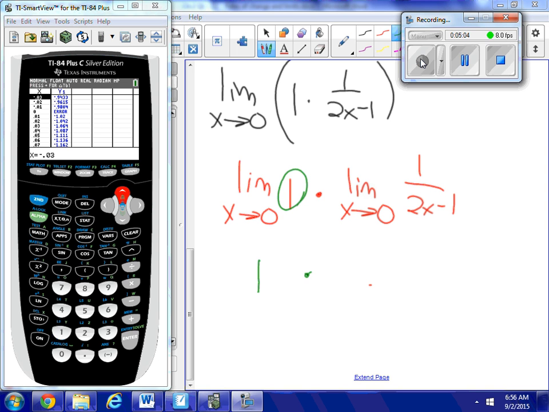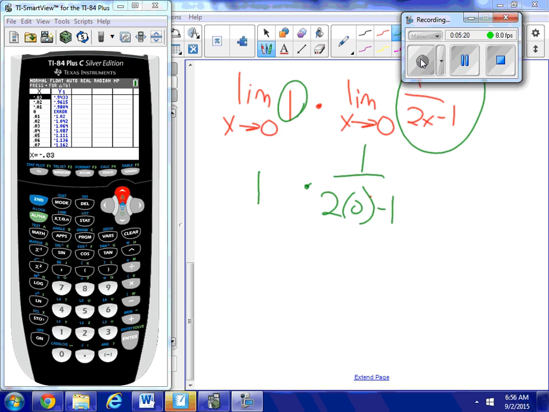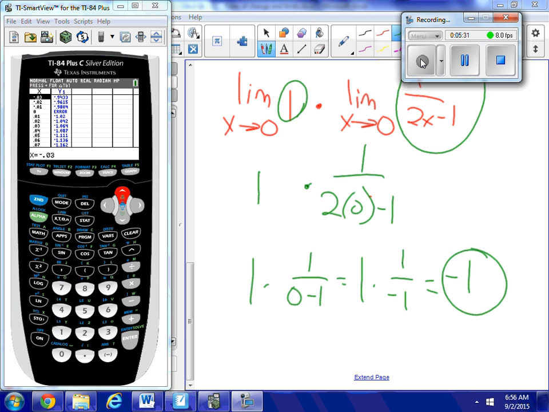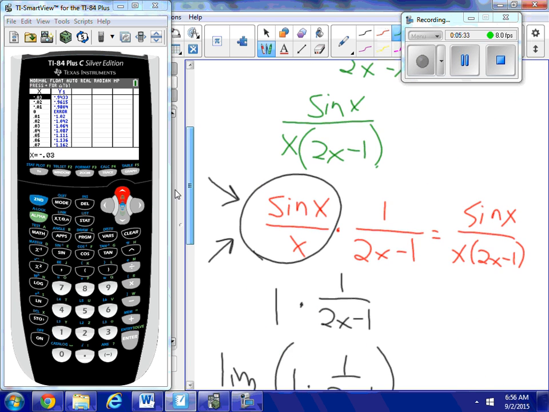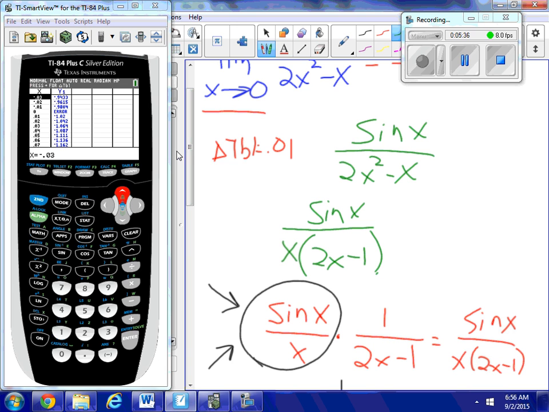I have 1 times... Now, this right here is a rational function. It's a polynomial divided by a polynomial. I can use substitution. So this would be the limit of 1 over 2 times 0 minus 1. So I have 1 times 1 over 0 minus 1 equals 1 times 1 over negative 1, which is equal to negative 1. So we have proven algebraically what we had suspected from our calculator.